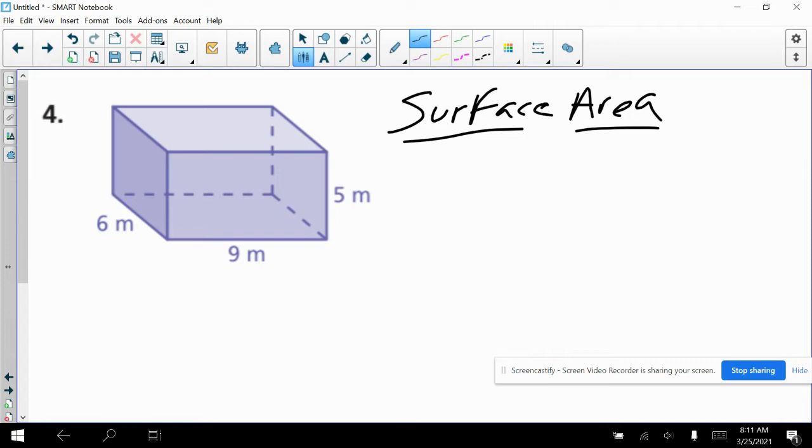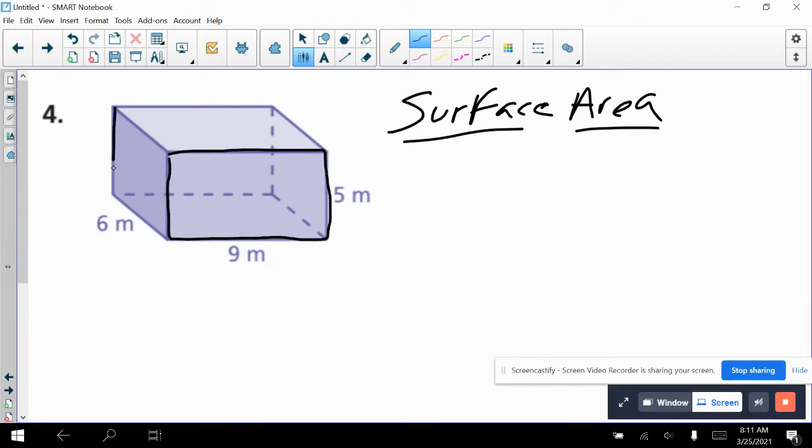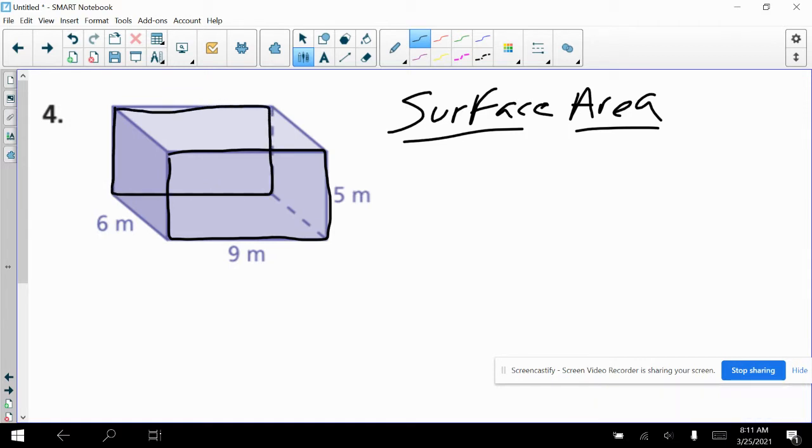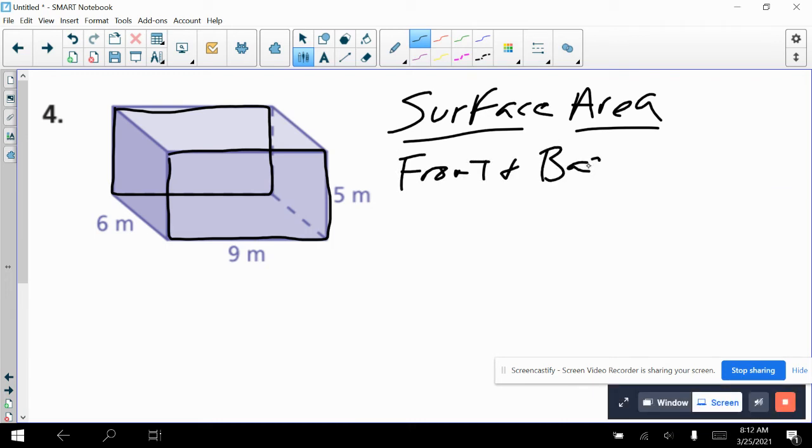So what we want to do is cover the figure. Now I'm going to try to color code this the best I can. It's going to overlap, but the two that I just outlined, wouldn't you say that would be the front and the back of the object? Is that fair to say? We want to find the dimensions to find the area of that face. In other words, we want to find the length and the width. What is the length and the width? Anybody know?